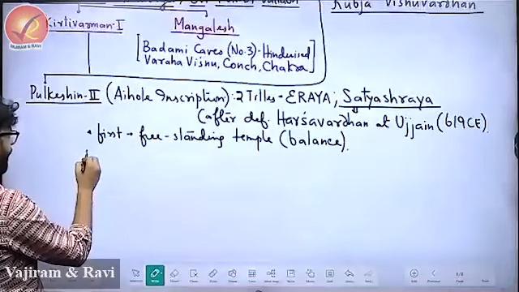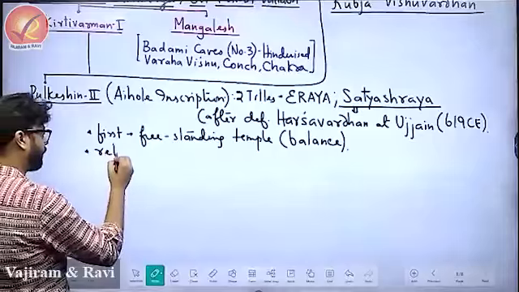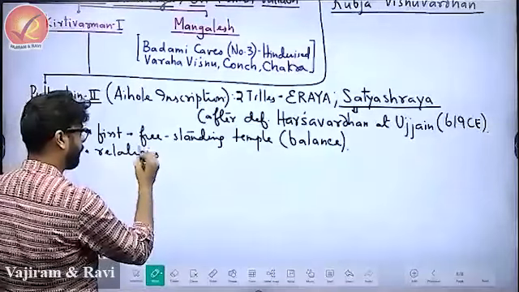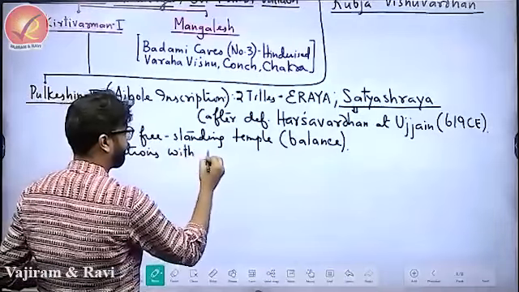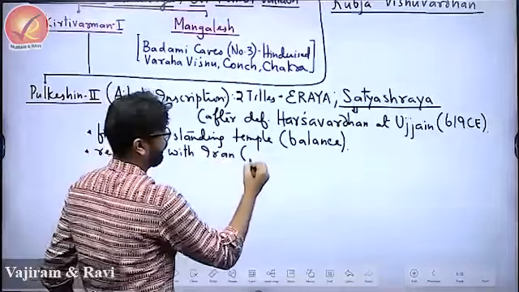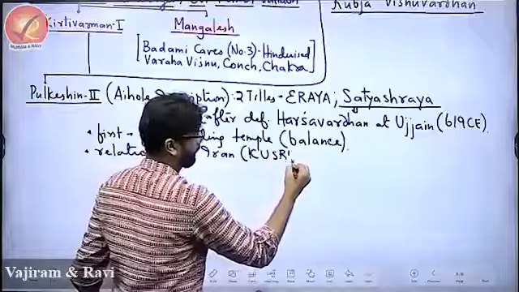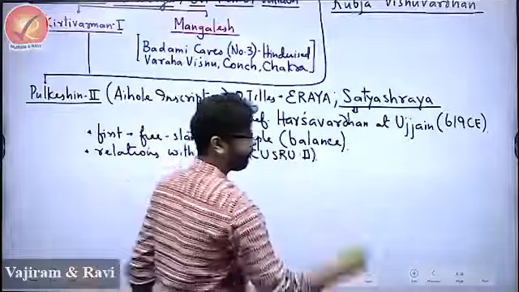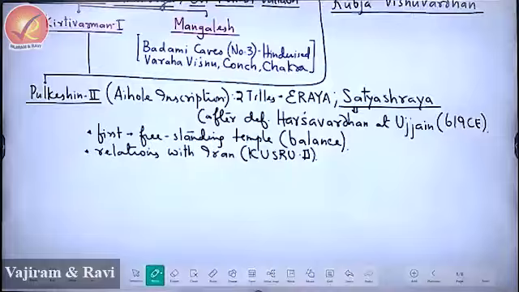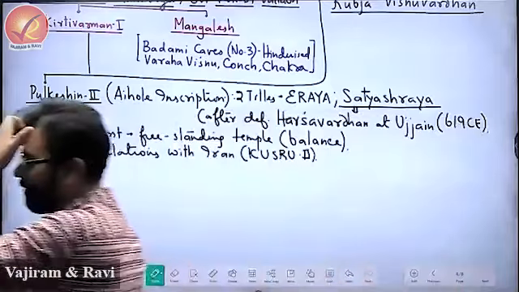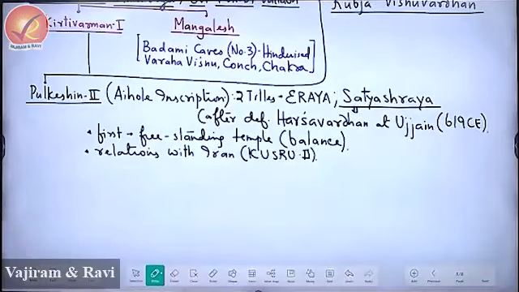He was known to have relations with Iran. The prince there was Khushro II. So Pulkeshin expanded and became the most popular ruler.